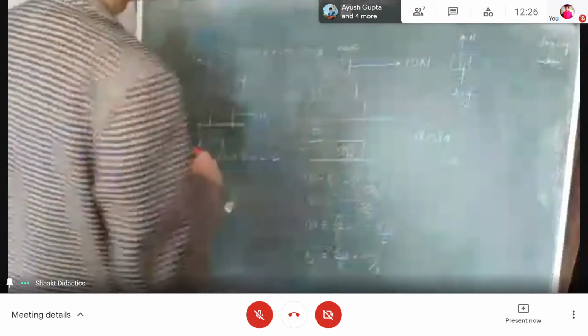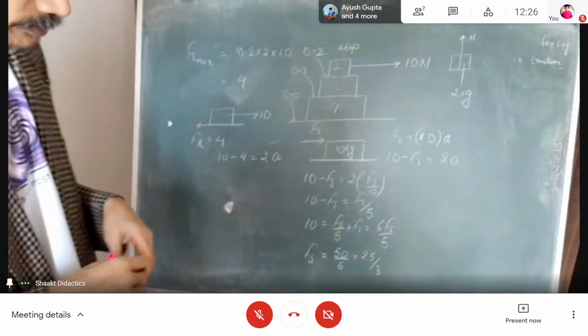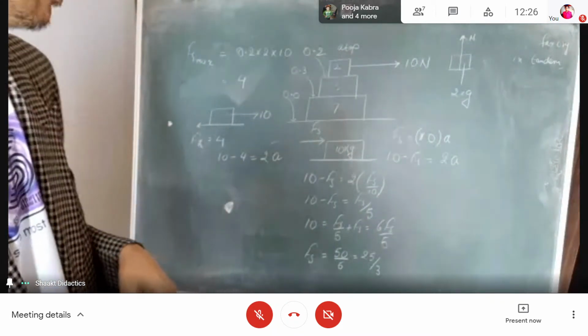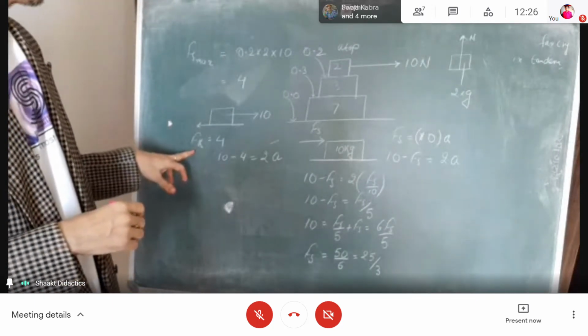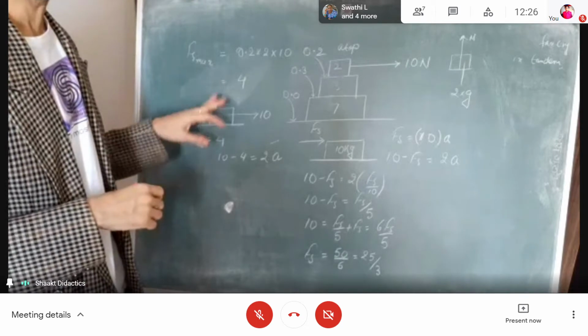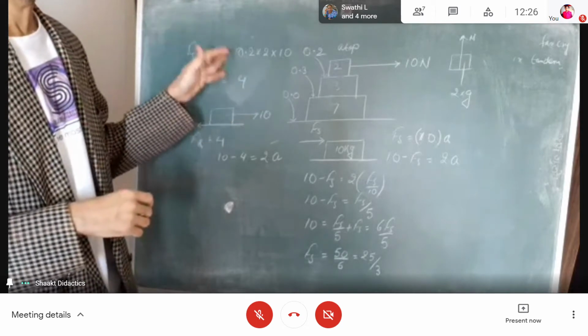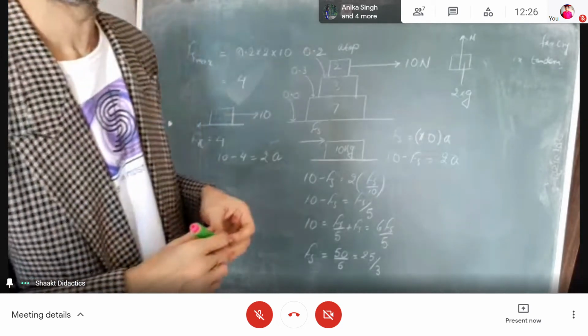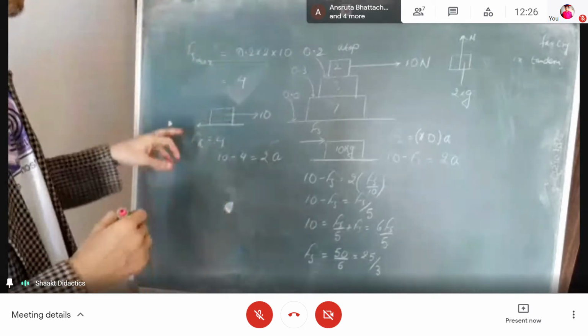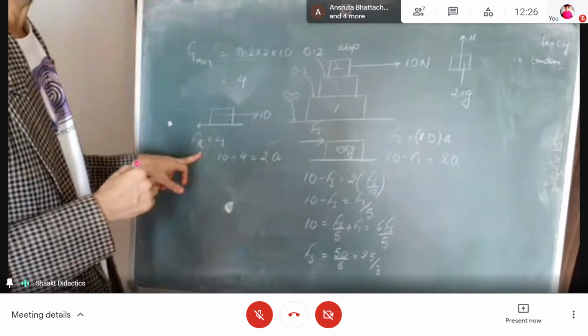Sir, I have a doubt. Yes, Krish. Like 10 minus 4 is equal to A, we are getting it from the equation 10 minus F is equal to A, right? Fk, not Fs. Fs is now over. We have established there will be relative motion. Why will I take Fs again? We are taking Fk. I wrote it over here, right? Got it.